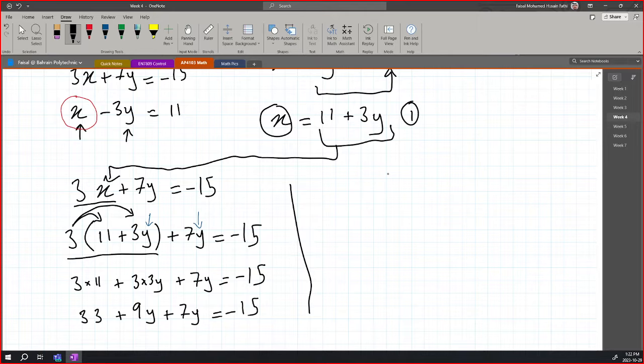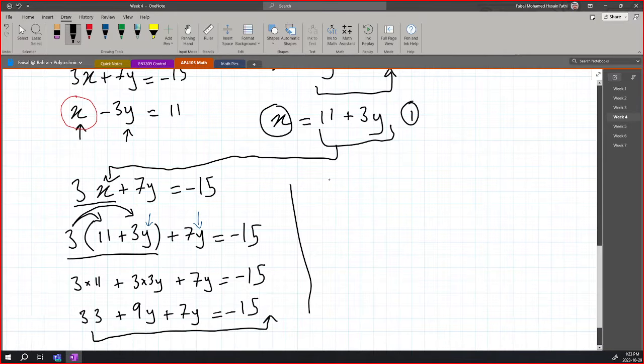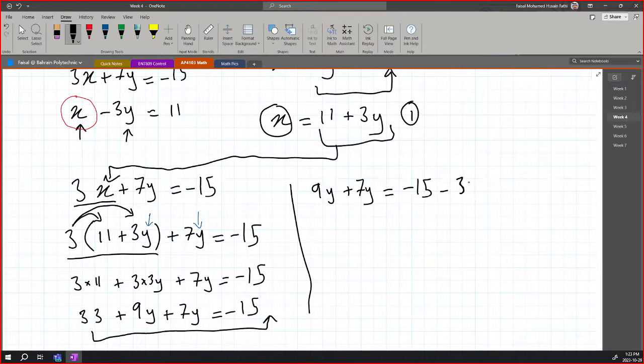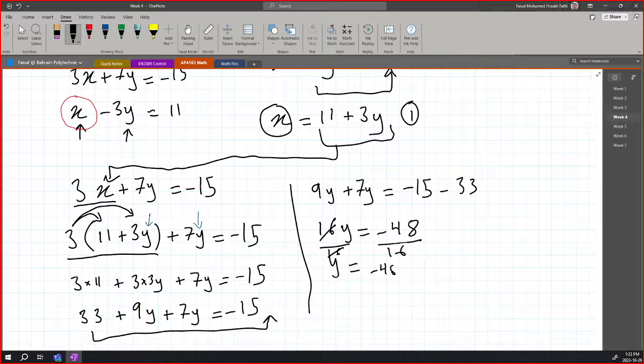Alright, so to solve this equation, we simply add the like terms, which are the 9y and the 7y. And the 33, we can take it to the other side so that it is subtracted from there. So 9y plus 7y is equal to minus 15 minus 33. Okay, 9y plus 7y is 16y is equal to minus 15 minus 33, which is minus 48. So the y is going to be equal to, if you divide both sides by 16, 16 here will cancel. y is going to be equal to minus 48 divided by 16, which is equal to, if I'm not mistaken, minus 3.